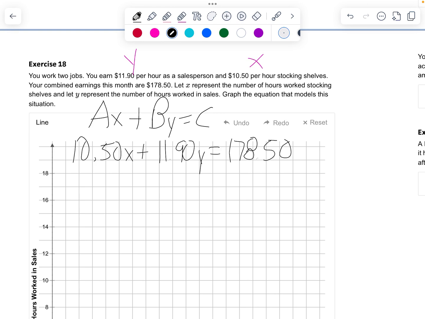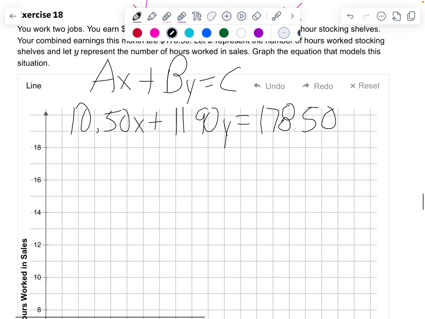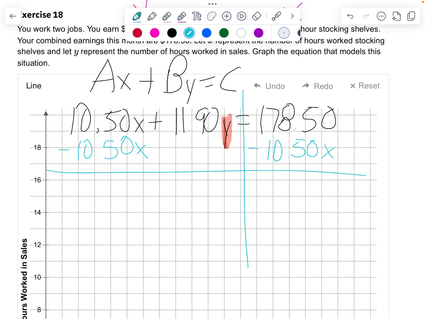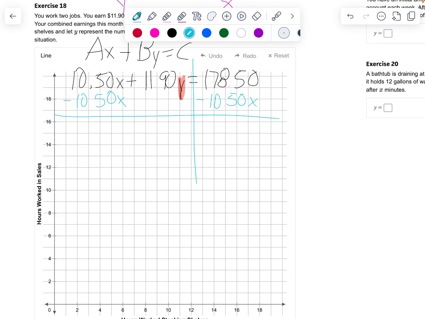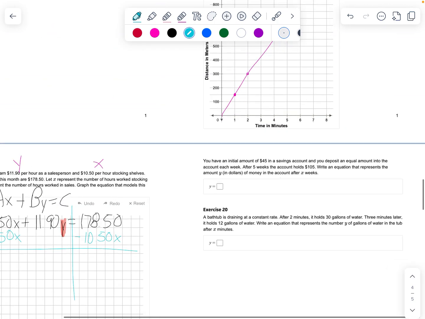Then all you have to do, I'm not going to finish this one up, is move stuff around and get Y by itself. So you're going to take away the 10.50X. Do it over here. Take away 10.50X, then divide by 11.90. I'll do this one in class with you guys, and then you graph it right here. Number 19.